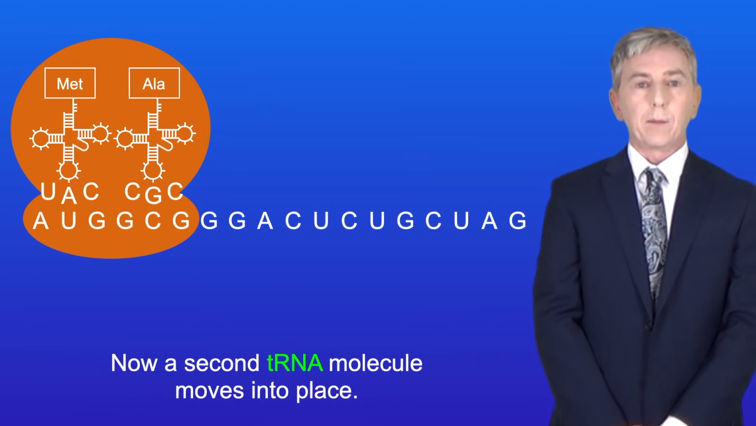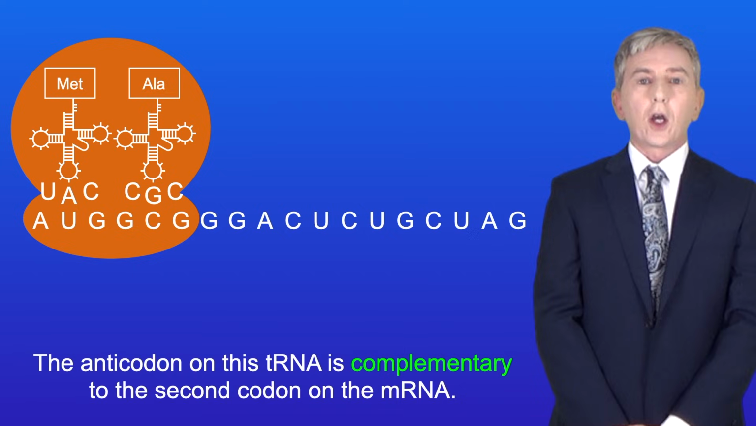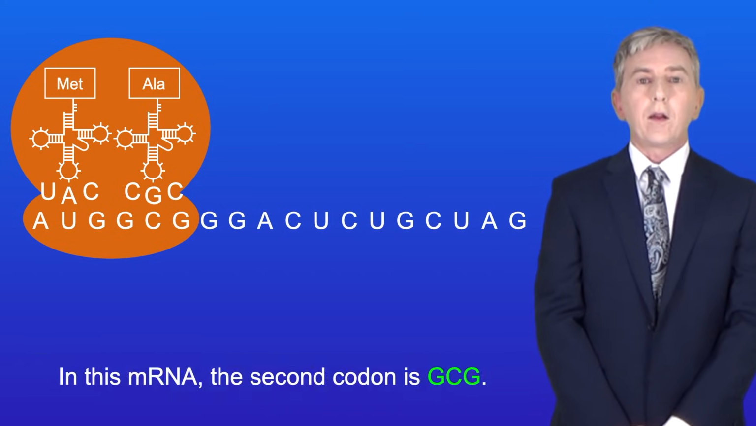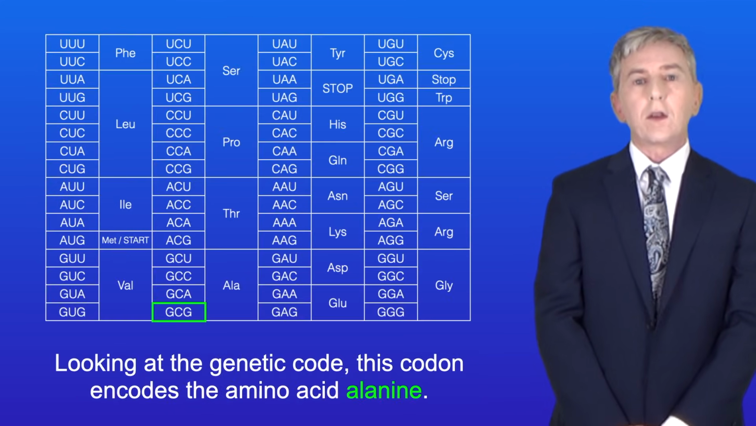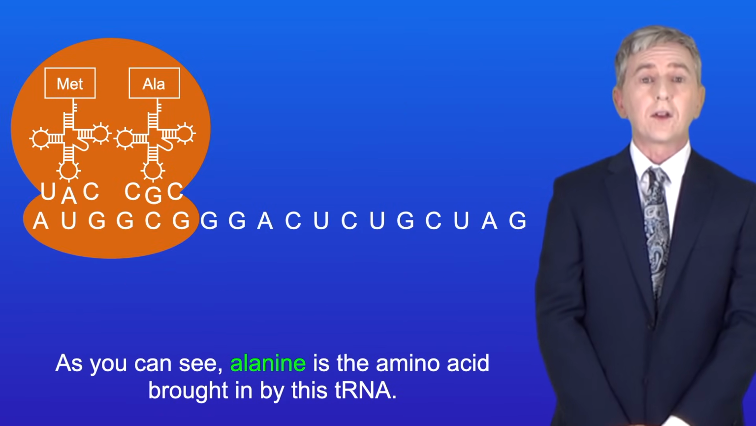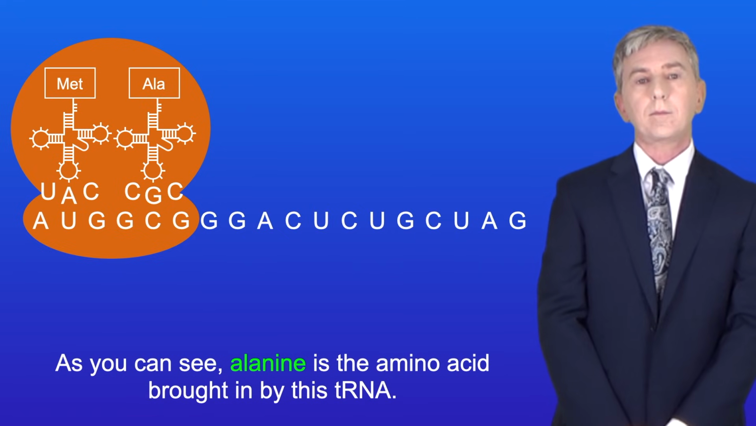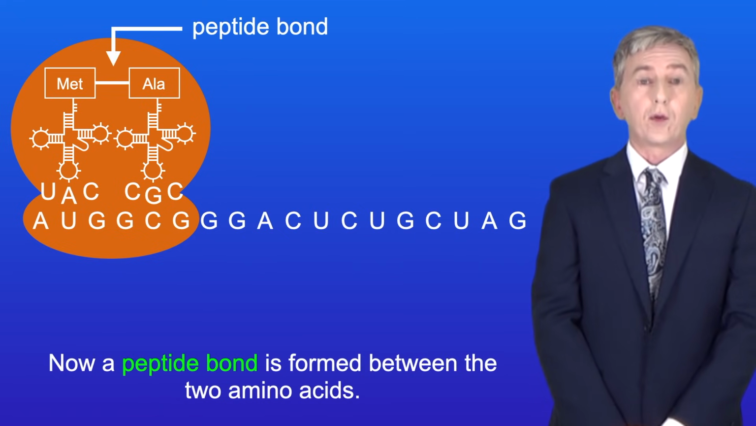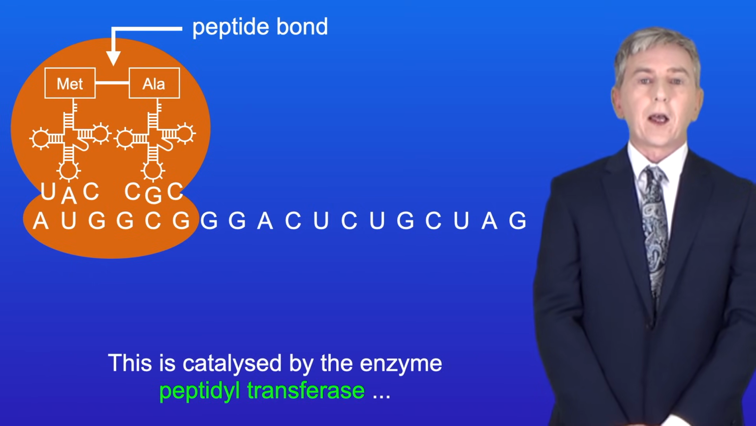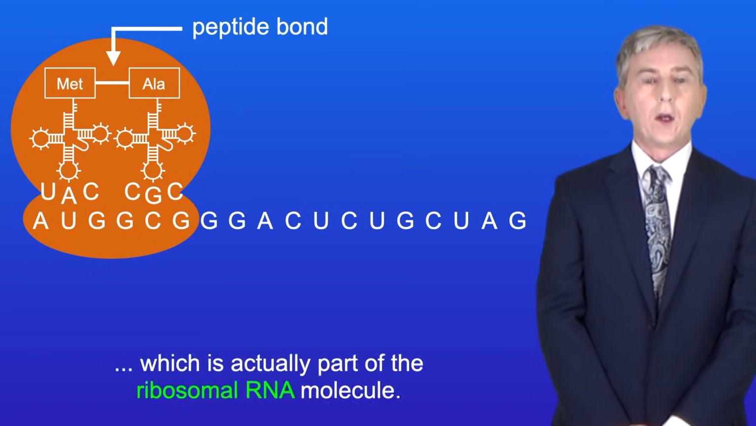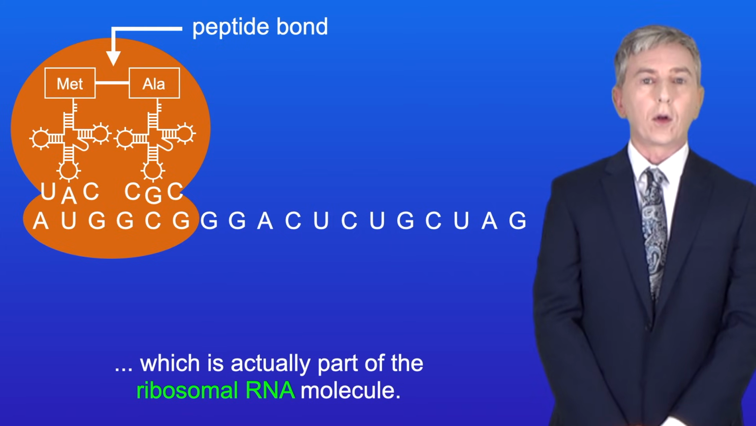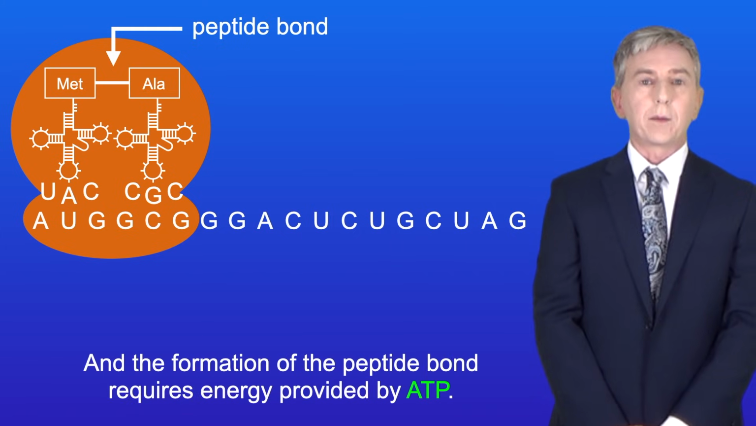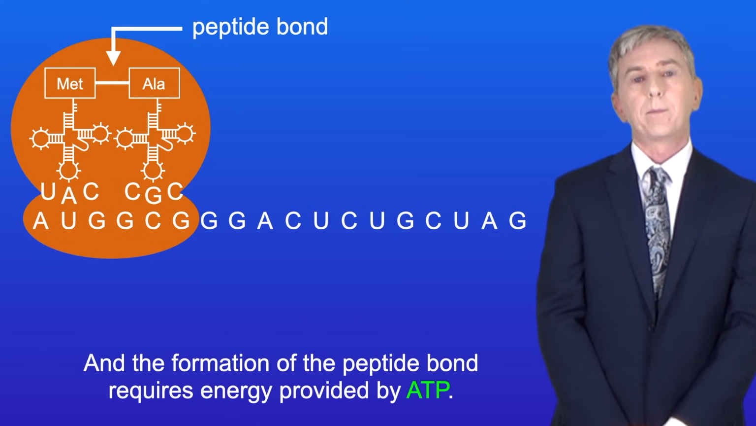Now, a second tRNA molecule moves into place. The anticodon on this tRNA is complementary to the second codon on the mRNA. In this mRNA, the second codon is GCG. Looking at the genetic code, this codon encodes the amino acid alanine. And as you can see, alanine is the amino acid brought in by this tRNA. Now a peptide bond is formed between the two amino acids. This is catalyzed by the enzyme peptidyl transferase, which is actually part of the ribosomal RNA molecule. And the formation of the peptide bond requires energy provided by ATP.